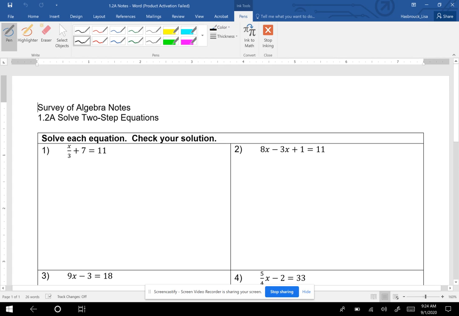Hello class, today we're going to go over the 1.2 Part A notes in Survey of Algebra. These notes go over how to solve two-step equations. So we're going to do multiple problems where we solve the equation and then check our solution.